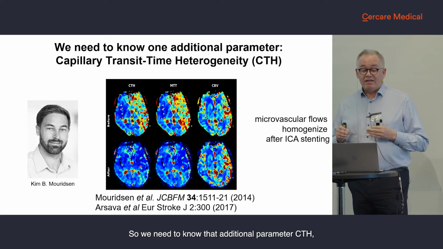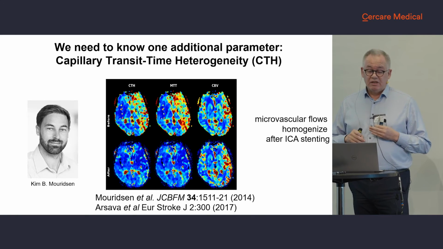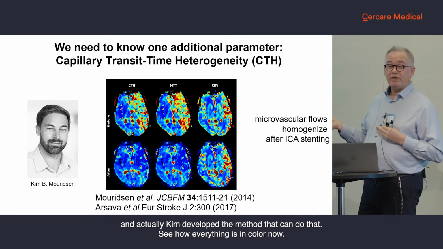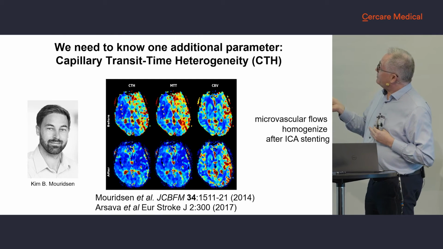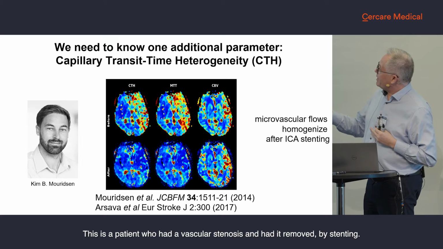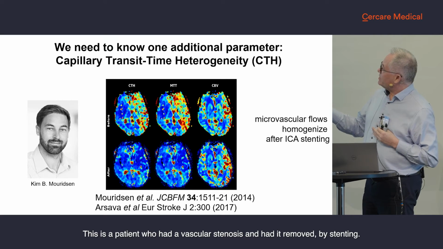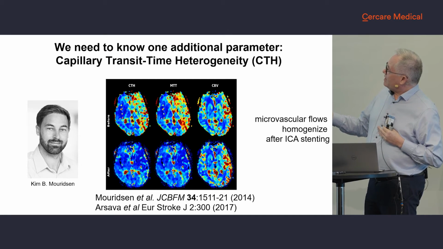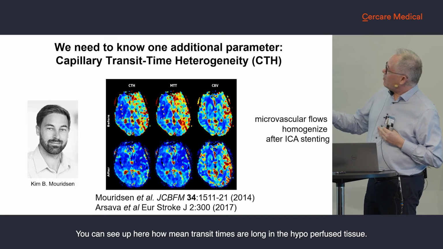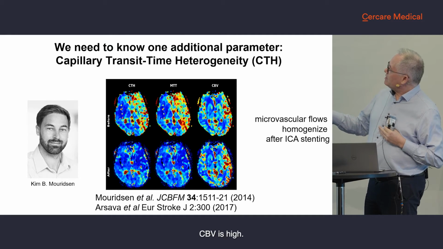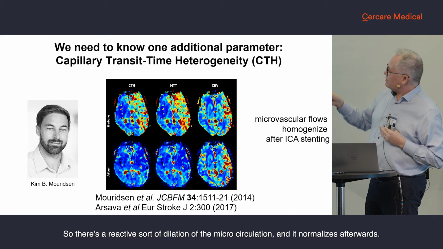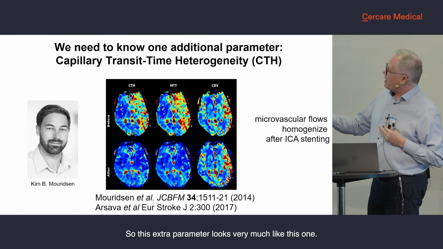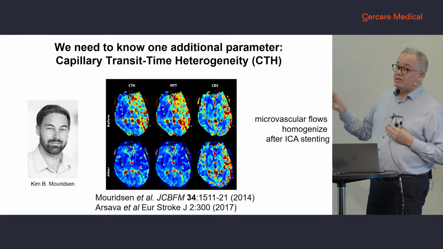So we need to know that additional parameter, CTH. And actually, Kim developed the method that can do that now. See how everything is in color now? So here we see the classical, this is a patient who had a vascular stenosis and had it removed by stenting. And you can see up here how mean transit times are long in the hyperperfused tissue. CBV is high, so there's a reactive dilation of the microcirculation, and it normalizes afterwards. So this extra parameter looks very much like this one. This is the important one.